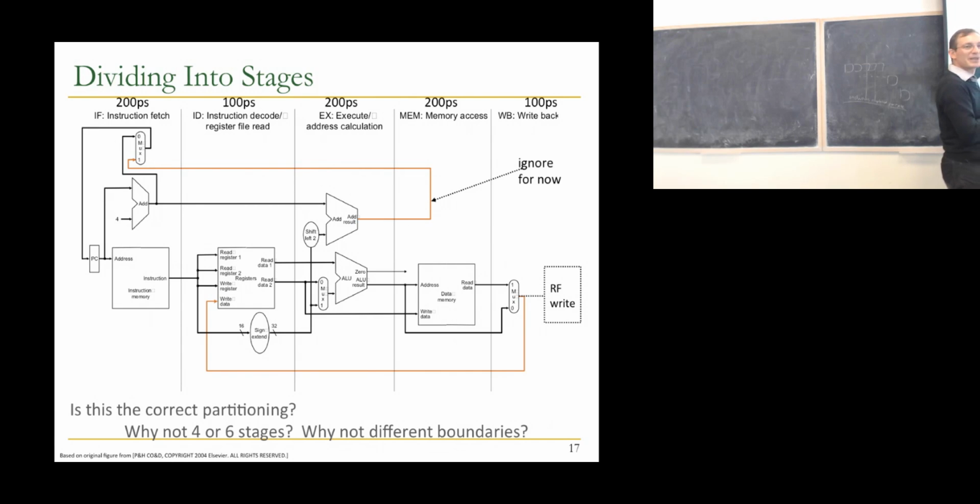So how do you keep the pipeline full in the presence of branches? That's a fascinating topic. How do you handle that control dependence? What do you fetch next? So keep that in mind.